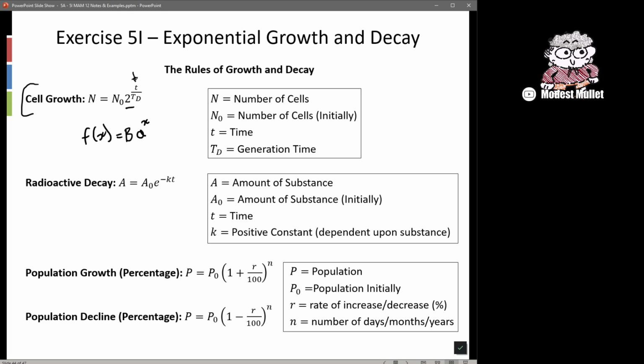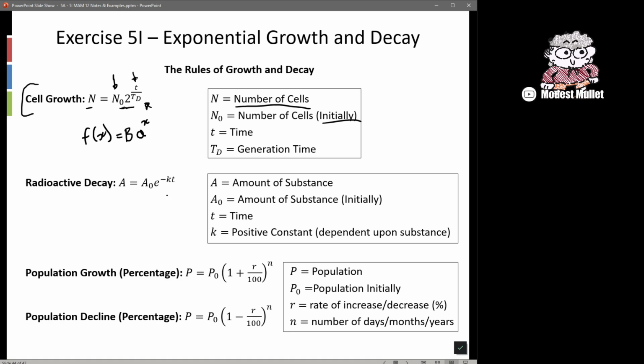Little t is our time duration, and then capital T is the generation time, so how long it takes for a split to occur. N naught is the number of cells initially. So subscript naught is your initial situation, and then n is the number of cells final.